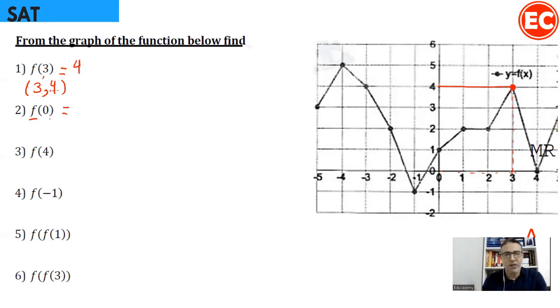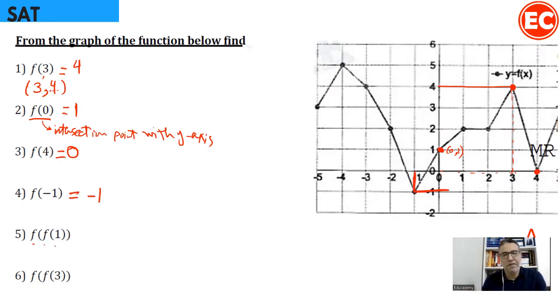Again, what is f of 0? F of 0 means here the intercept, the intersection point with the y-axis. So the intersection point with the y-axis is 1, because the point is 0 and 1. What about f of 4? F of 4, as we can see, intersects the x-axis, so it's equal to 0. F of negative 1, as we can see here, is negative 1.